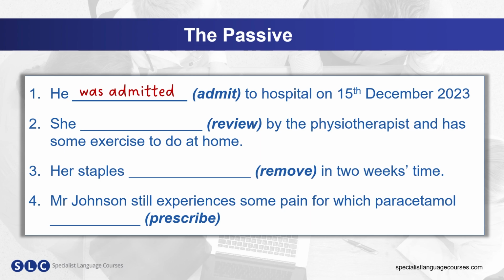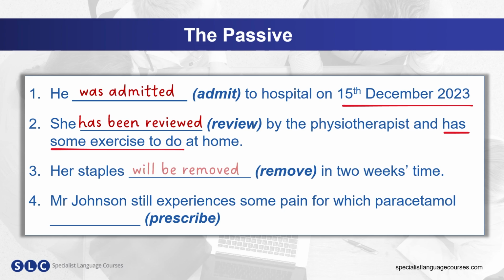We know we need to use past simple passive here because the action and the time have finished. She has been reviewed by the physiotherapist and has some exercises to do at home. The present perfect passive is used here as we know she has the exercises to do now. The review has results in the present.